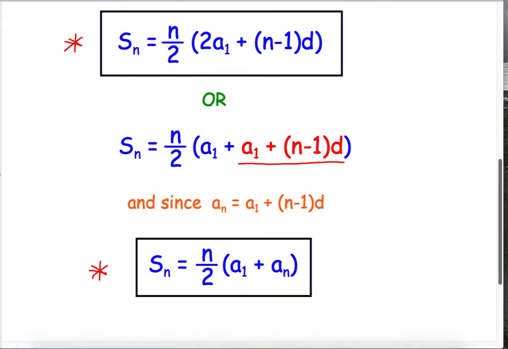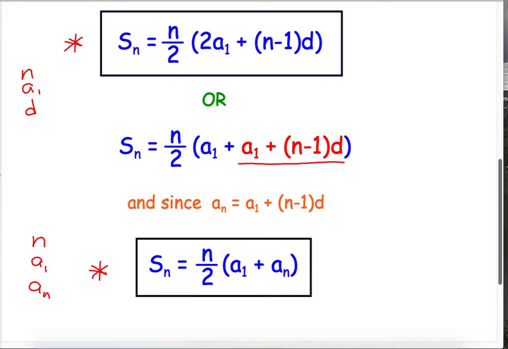It kind of depends on what you have. The first formula, we need n, we need a sub 1, and we need d. For the second formula, we need n, a sub 1, and a sub n. We don't need d for the second formula. So I guess it depends on what the problem is giving you, to decide which one you want to use.